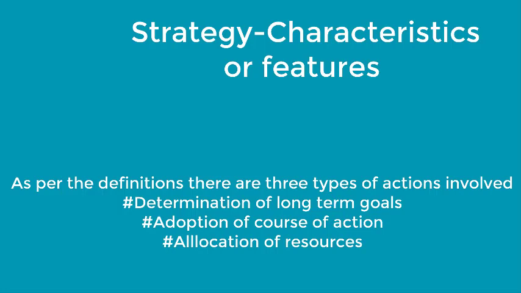Then the second feature is adoption of the course of action. And thirdly, there is allocation of resources. Suppose we have all the plans, we have all the course of action, but we do not have resources, then we cannot execute that strategy. We cannot achieve the goal of the organization with the course of actions without implementing them. So for the implementation of the course of action, we need allocation of the resources.